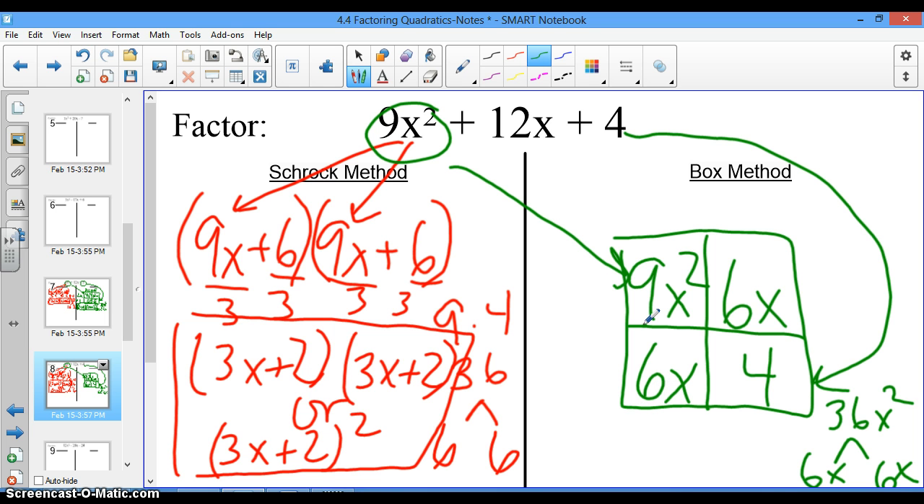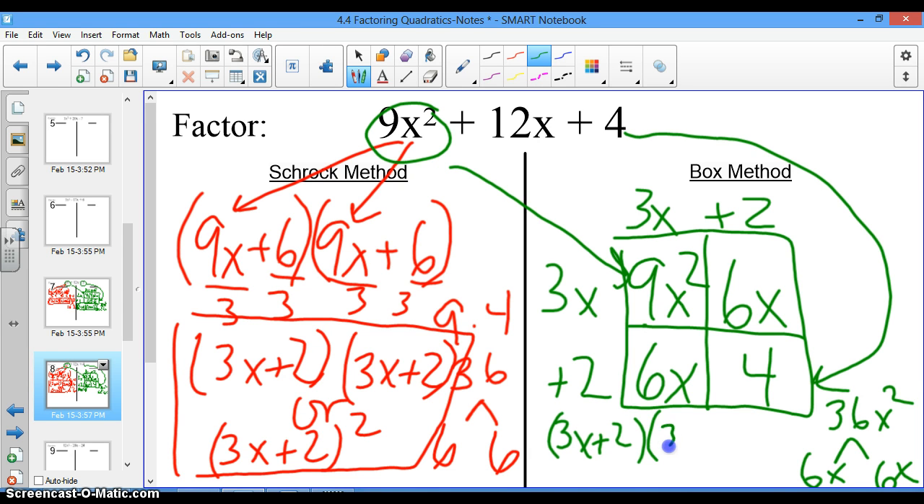9x squared and 6x are both divisible by 3 and they both have an x. 6x and 4 are both divisible by 2. Our first column tells us both these signs are going to be positive. Now I should get 3x and 2 along the top by factoring GCFs. So I'd have 3x plus 2 and 3x plus 2, or 3x plus 2 squared.